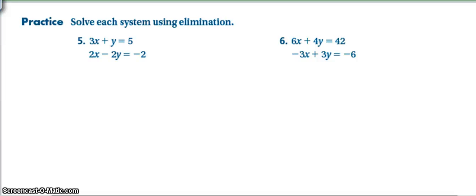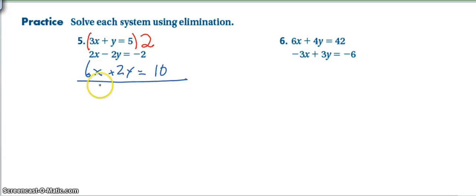Try both of them. You need to multiply at least one of the equations by something to get rid of one of the variables to then solve for the second. So pause the video now. Alright, so what we want to do for 5 is I see that the y's are pretty easy to get opposites because we have a positive 1y and a negative 2y. I can just multiply the top equation by 2, which when I do that gives me this equation, 6x plus 2y equals 10. So then go ahead and combine these and work towards the solution.